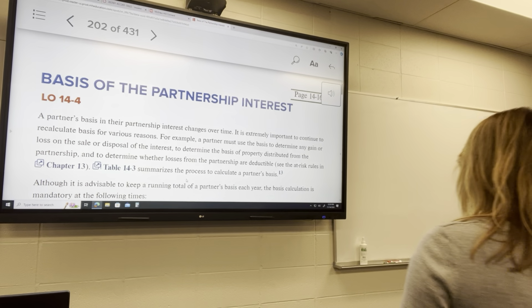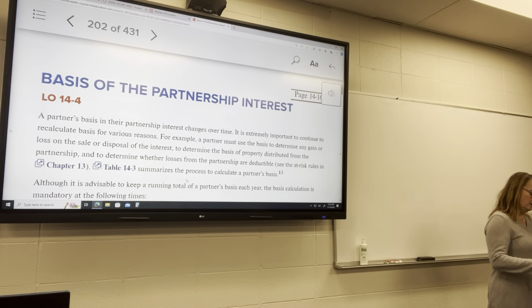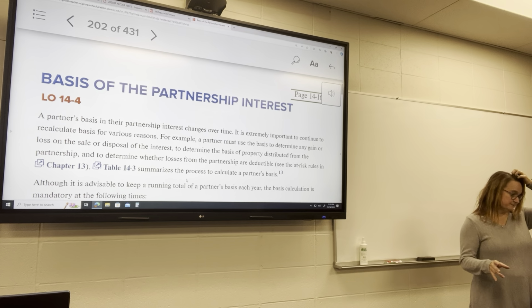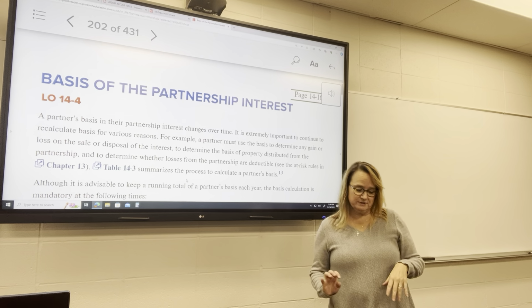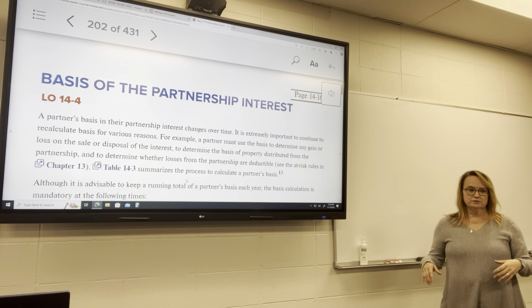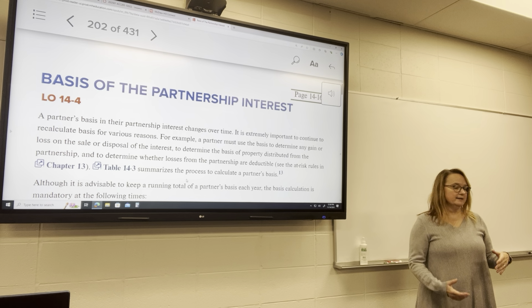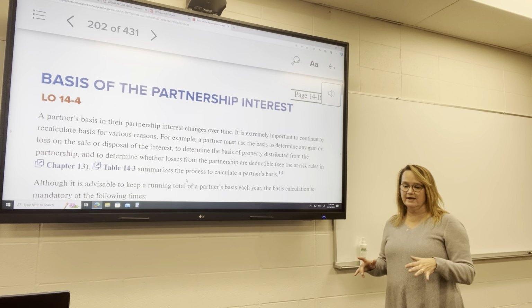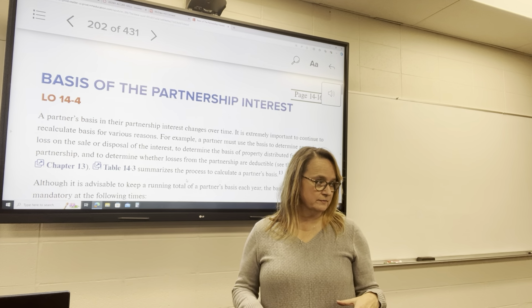Okay, so in the first part of the chapter, we talked about how to determine our beginning basis for our partnership interest. So we've got that established, but the thing about partnership interest is it changes over time. It changes throughout the year and from year to year. And so in this section, we want to talk about the types of events and transactions that cause it to change.